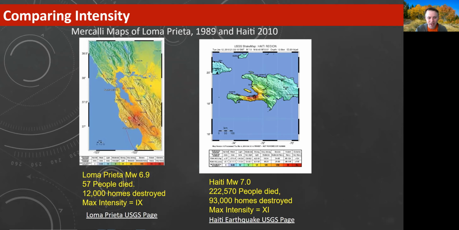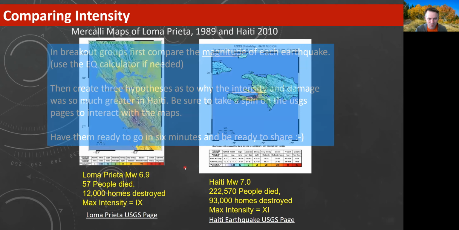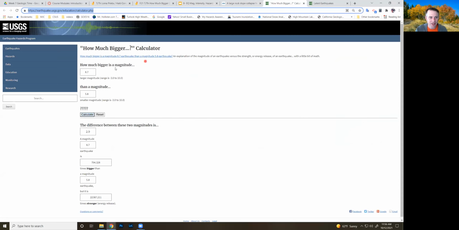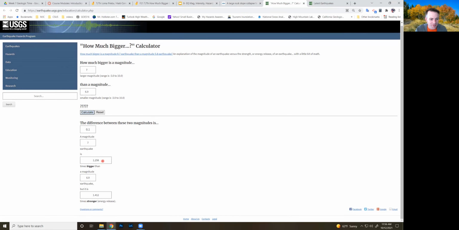There's a comparison of a map of the magnitude 6.9 Loma Prieta earthquake in 1989. There's the magnitude 7, which, if you do the calculator here, right, there's hardly any difference at all. Let me go back here. We do the calculator for a magnitude 7 and a 6.9, and we calculate, right? I mean, it's 1.25 times bigger, 1.4 times the amount of energy. So almost identical, all right, almost identical.